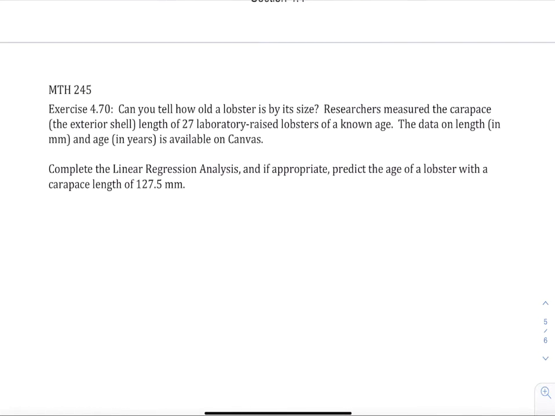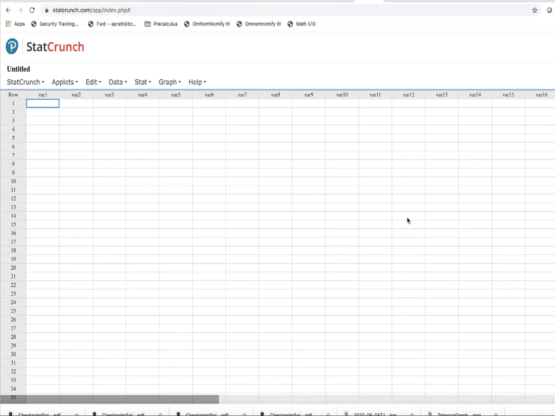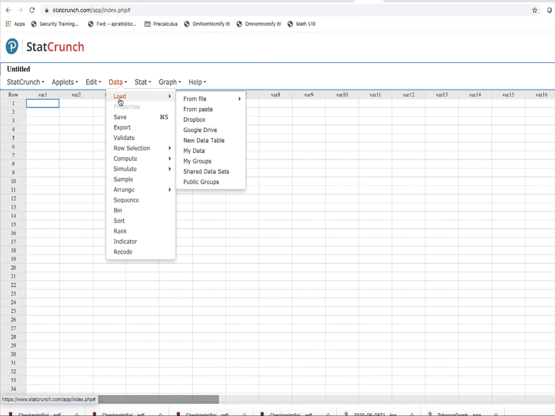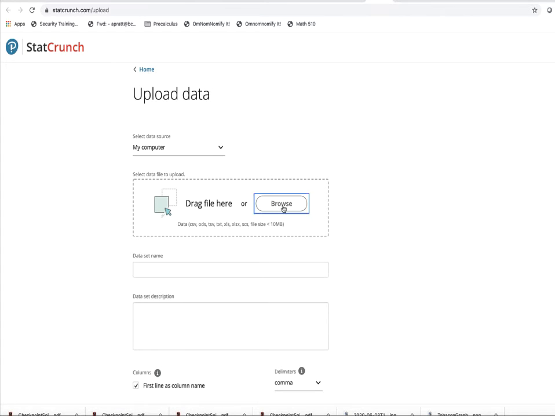Now I want us to do an example where we're using StatCrunch. I will be posting this data in Canvas so that you can download and follow along with us. First, we'll need to load the data set. It's available in Canvas under the Chapter 4 Learning videos. When you click From File on my computer, you just need to find where you've saved that file.